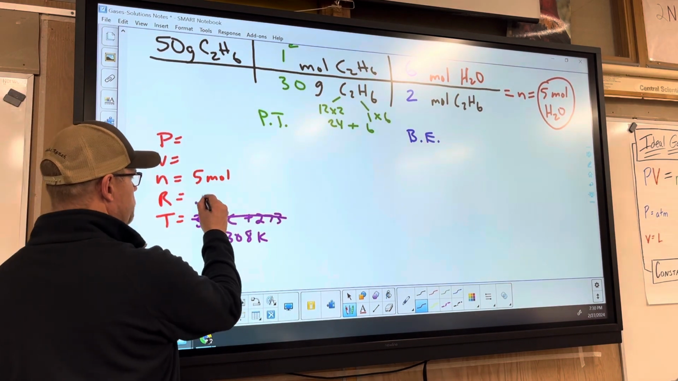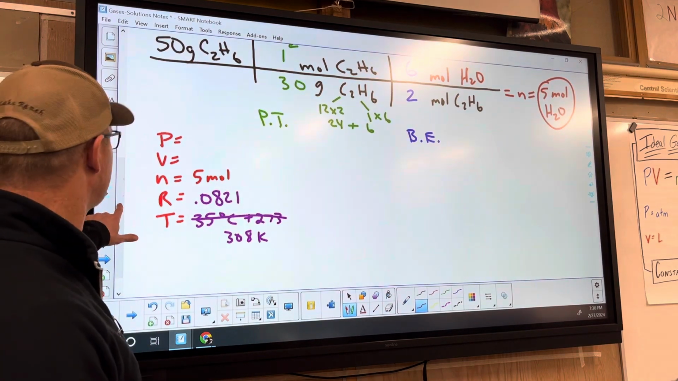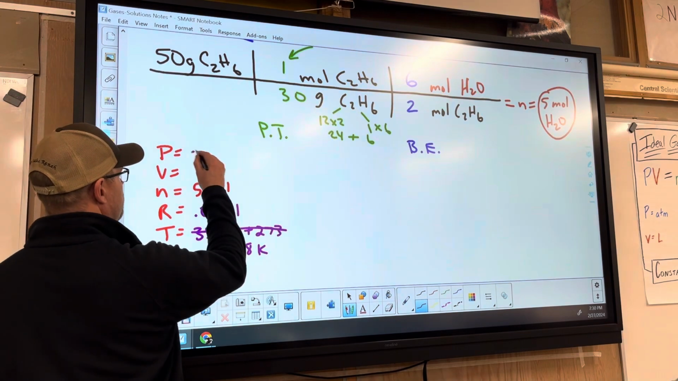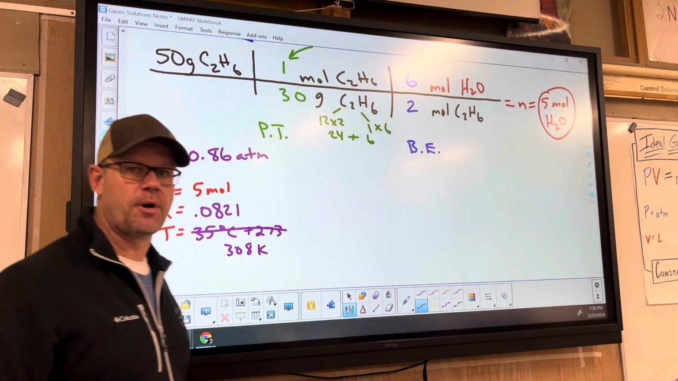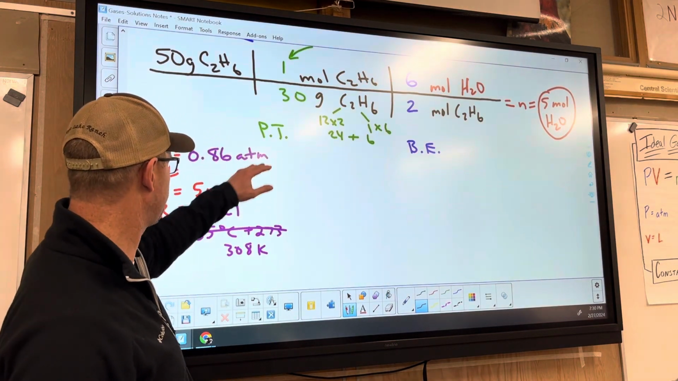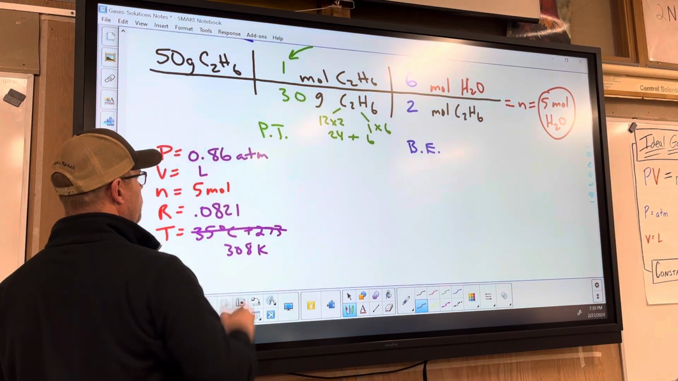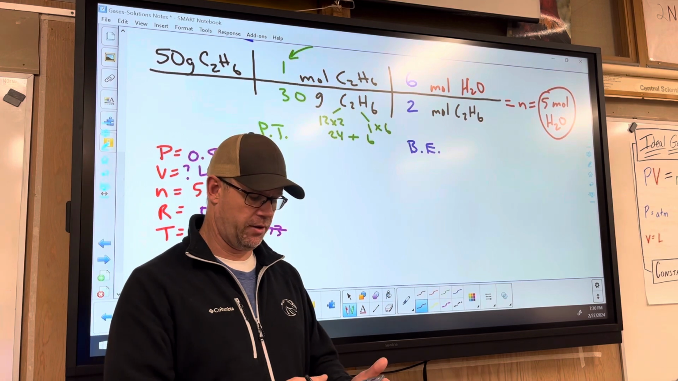We know our constant is 0.0821. And it looks like our pressure was 0.86 atmospheres. Now, double check every problem you get that you have the right units. Atmospheres, moles, Kelvin. If you do, it means your final result in volume is going to end up in liters, and that's what we're looking for here.